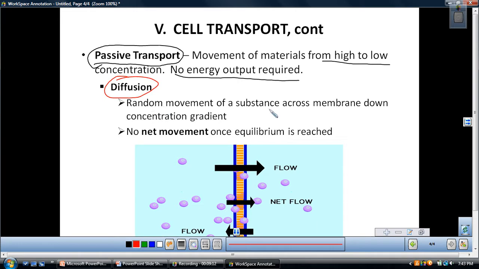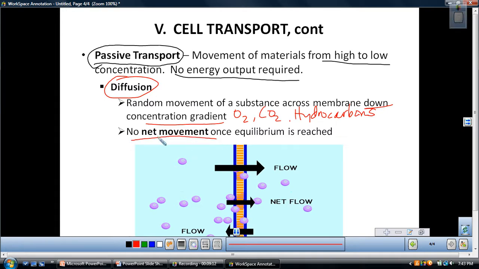This is random movement across a membrane down the concentration gradient, and this would be a substance, like we said a minute ago, such as oxygen, carbon dioxide, or hydrocarbons. These substances would dissolve easily in the phospholipid bilayer and move right across, and once it reaches equilibrium on both sides of the cell, the net movement would cease.